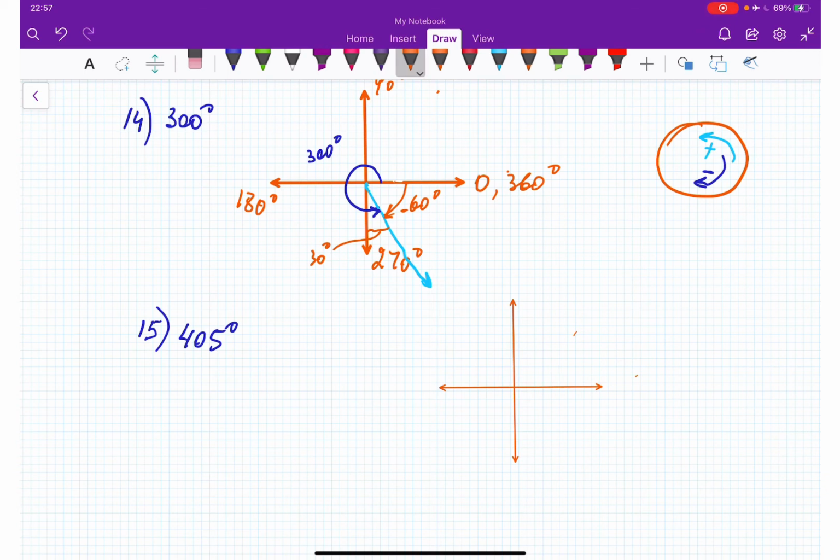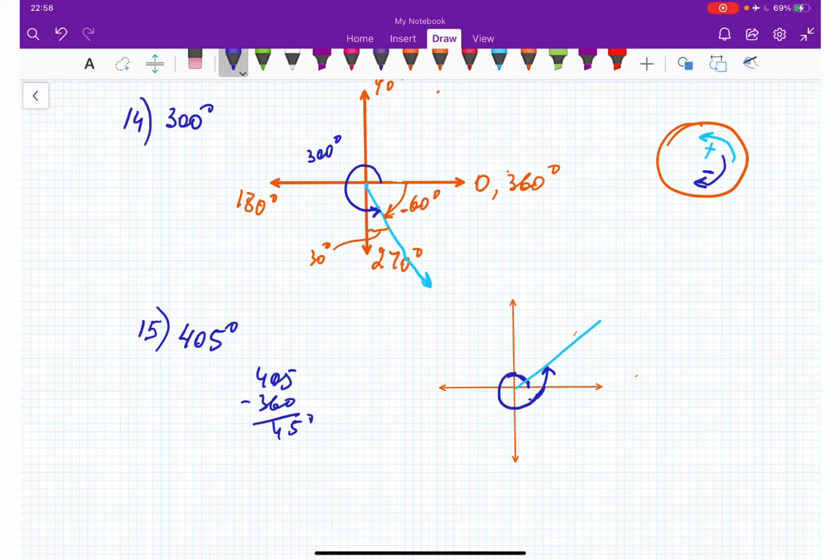So 405 degrees, that's more than 360, yes? Which means I have to do one full circle. And then we'll see how much more I have to go. So if I take 405 minus 360, it's going to be 45 degrees. So 45 degrees, it's coming right in the middle, right? Which means I have to continue another 45 degrees.